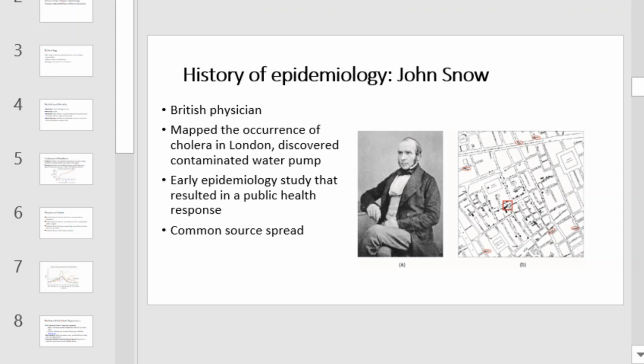The history of epidemiology with John Snow. John Snow is a British physician. He is most well known for mapping the occurrence of cholera in London, which was discovered in contaminated water. This early epidemiology study resulted in a public health response and identified a common source of spread.